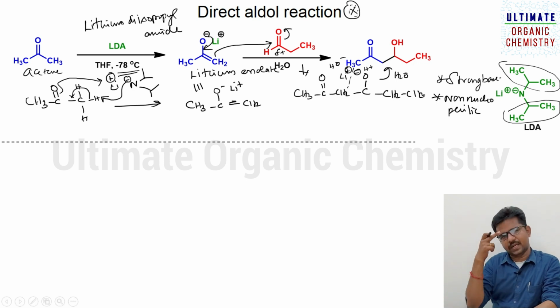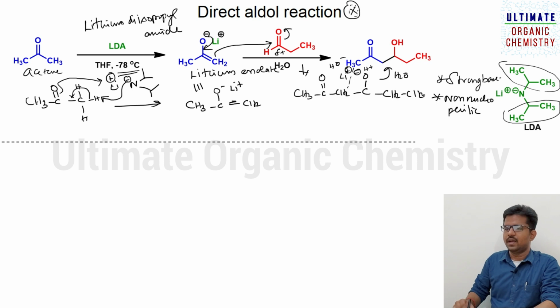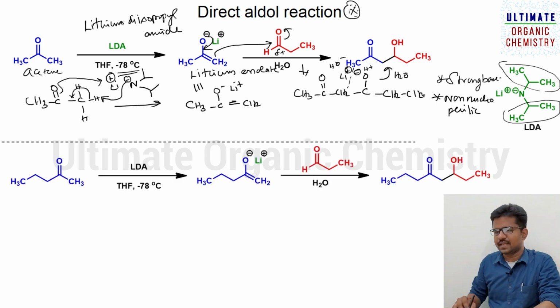So by this method, you can completely avoid the self-condensation, because once it is formed, you can control the reaction, because the reaction is taking place at minus 78 degrees. Okay, so once it is formed, it will directly react with this one. But if you mix everything together, you will always get four types of possible products. So please remember.